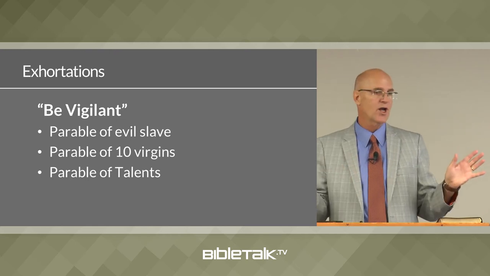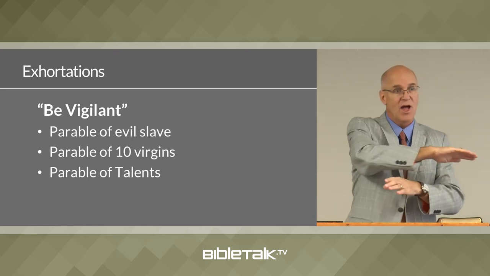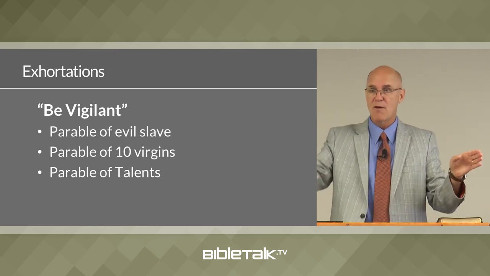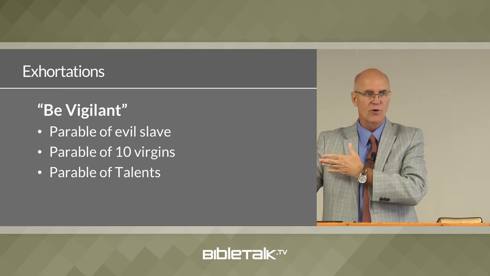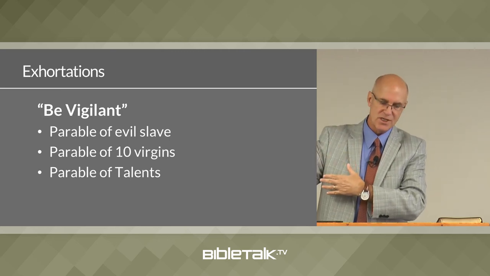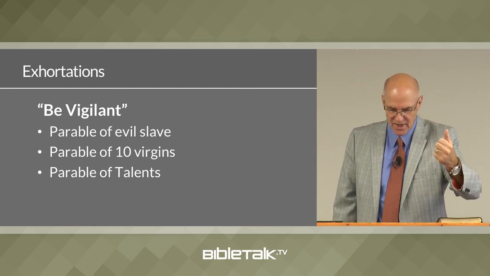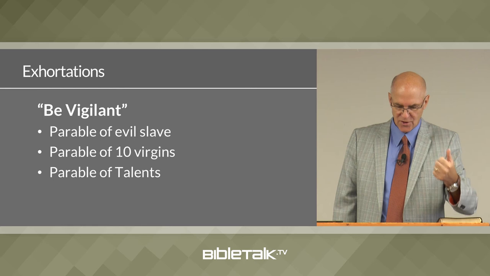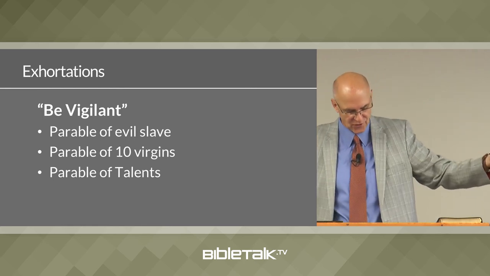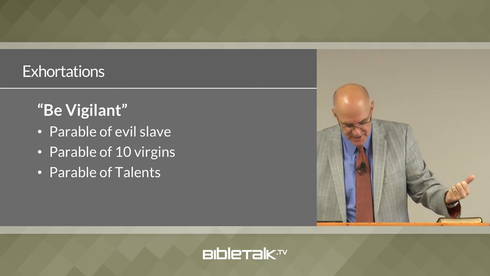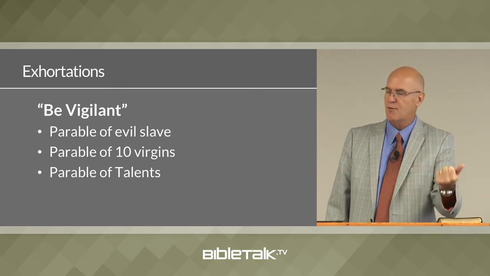We're not going to read them, I just want to fit everything into proper context. After he's described the panoramic view, the destruction of Jerusalem and his second coming at the end, we don't know when it'll be, you just have to be ready. What does he do? He follows up with three parables. The parable of the evil slave. Here the lesson is not to presume that we have the luxury of sinning because the Lord is far away. He can come at any time and the judgment is sure for those who are unfaithful. So that's the lesson of the parable of the slave.